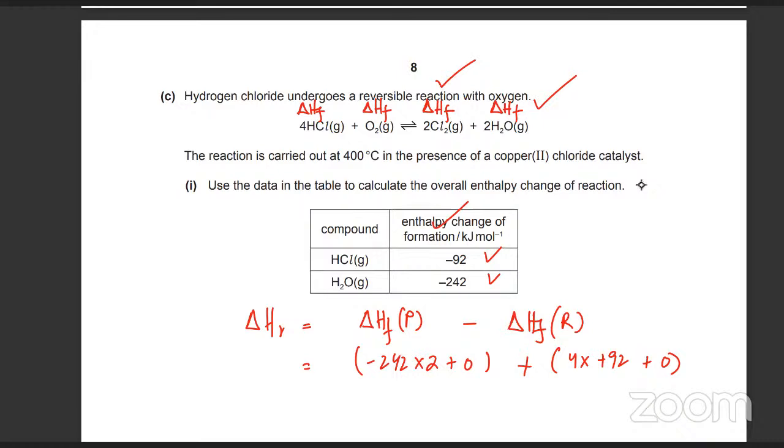We'll quickly do that. That would be minus 242 times 2, and I'm going to add plus 92 times 4. And that gives you minus 116. So overall, I'm getting an exothermic reaction. Okay, that's what we are getting. So that's an exothermic reaction.